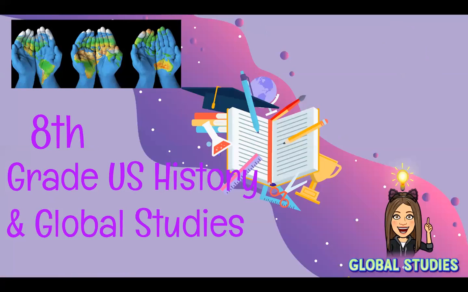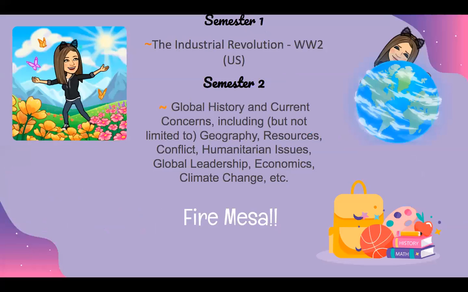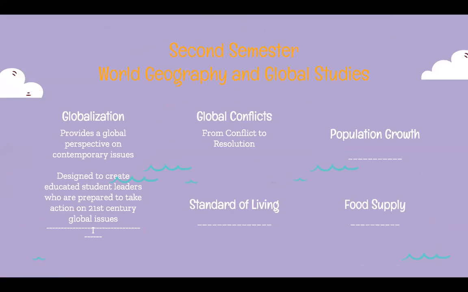For 8th grade US History and Global Studies, during semester 1, we are going to be studying United States history from the Industrial Revolution all the way to World War II. And then semester 2 is when we dive into the global part of it. We'll be studying global history and current concerns, including but not limited to geography, resources, conflict, humanitarian issues, global leadership, economics, climate change, and even more. During the second semester, we're going to be using the concept of globalization to help you figure out how you can become an educated leader and help make the world a better place in the 21st century.